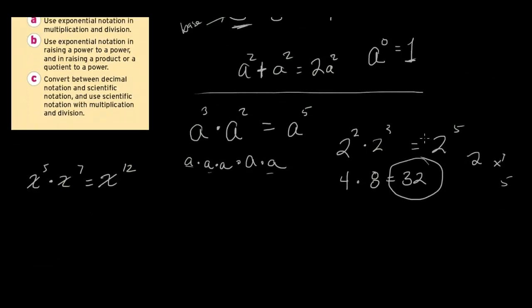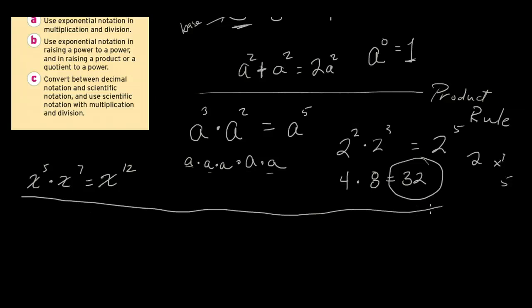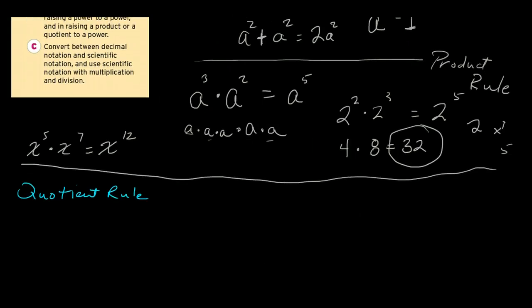This is what we're going to call, since we're multiplying, the product rule of exponents. I'll take another color, and we will do the quotient rule of exponents. And let's see what the quotient rule looks like.